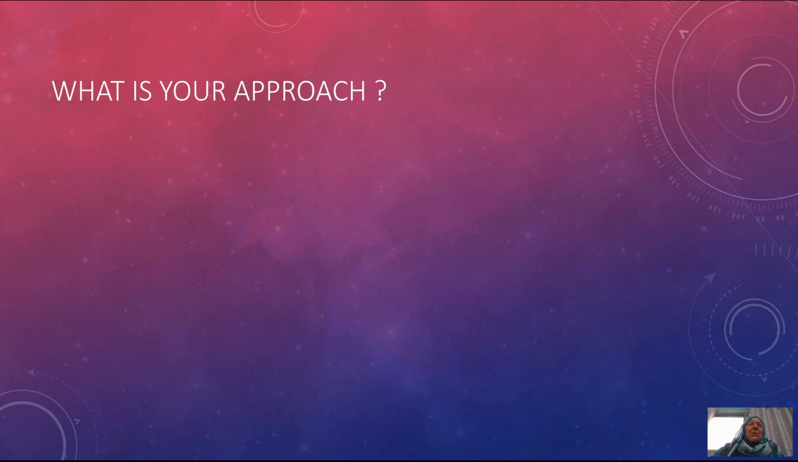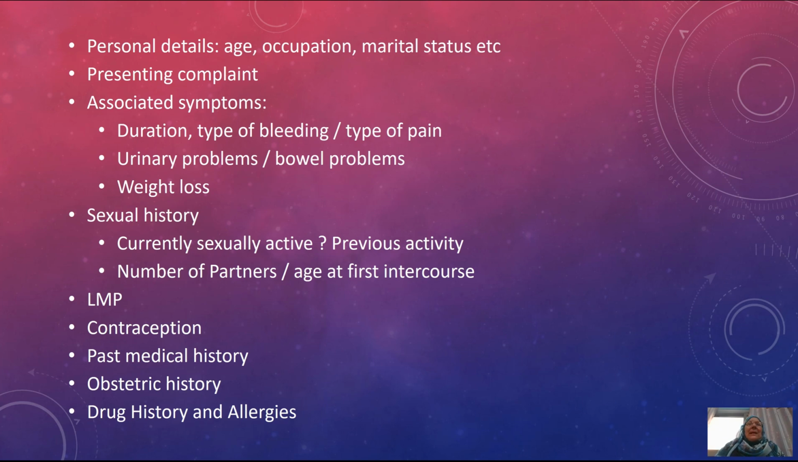What would be your approach to a 35-year-old woman presenting to you with a 3-week history of persistent postcoital bleeding? So the first step would be taking a history. I've heard you all shout that in my face. And in this history, you have to think about getting a better idea about the presenting complaint. You have to check her personal details, as always, her age, her occupation, her marital status.